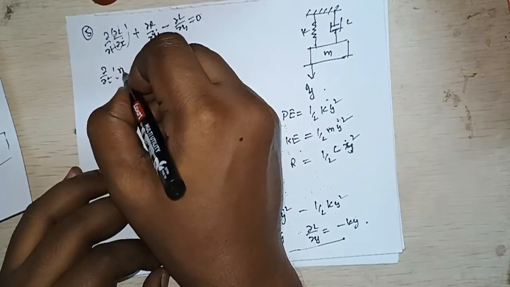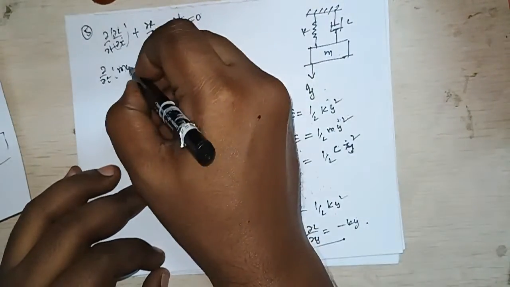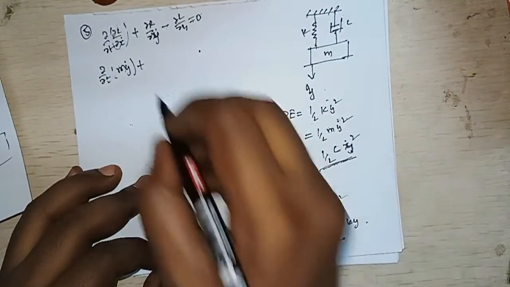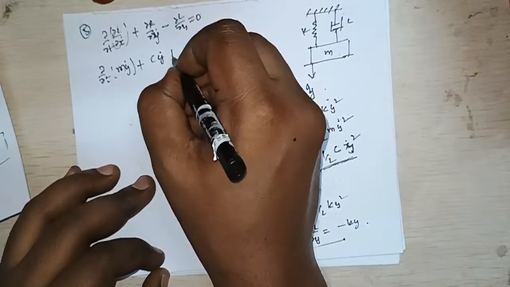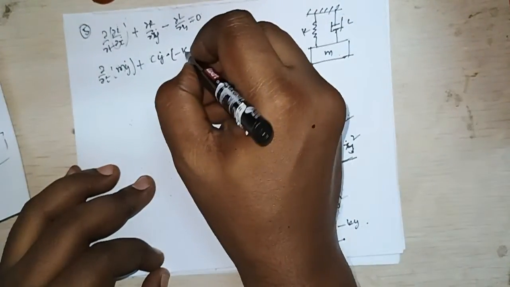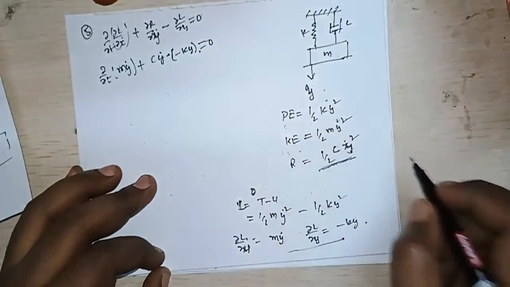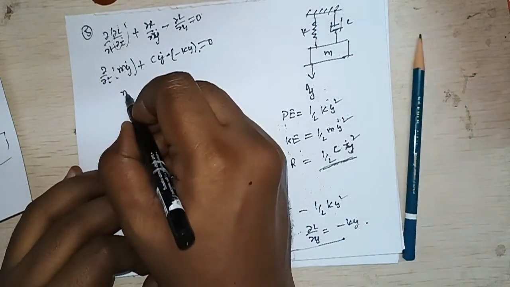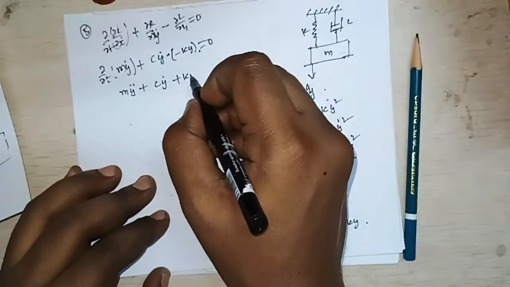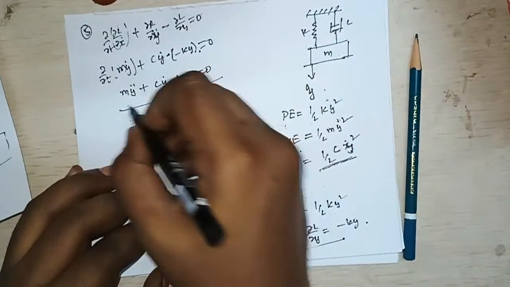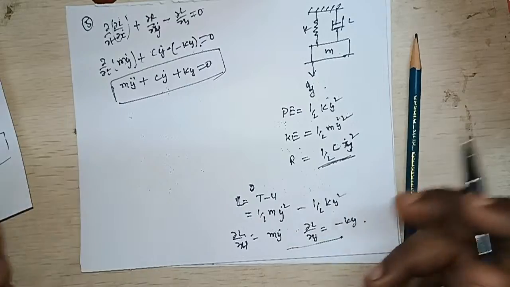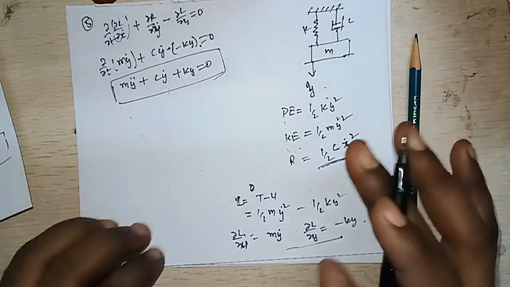Now simply by putting this over here, what you will get is ∂/∂t of m into y dot, plus what is the differentiation of this particular function? You will get c into y dot, and minus of what is the differentiation over here? Minus ky is equal to 0. So you will get m y double dot plus c y dot plus ky is equal to 0. Okay, so this is how it is. It is very simple.